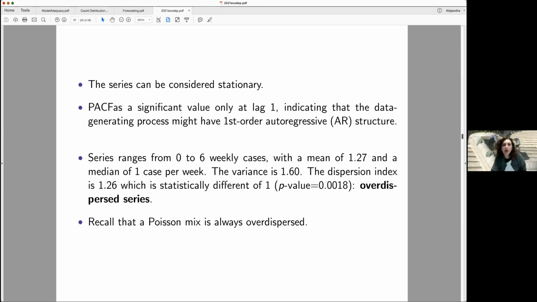So the series, as I said, can reasonably be considered stationary. The partial autocovariance function has a significant value at lag 1, so it might be a first-order autoregressive process, slightly over-dispersed. By the way, Poisson mixes are over-dispersed, so it might not be so terrible to use this model, but we will see later that there are better choices.